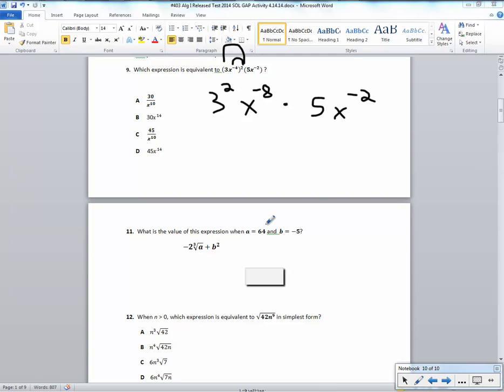The next one, you need to take this value of 64 and put it in for a. And I never taught you this, but the cubed root of 64 is just going to be 4. So then plug in b. So this is going to be negative 2 times 4 plus b squared. Go ahead and do b squared and figure out what the final answer is.